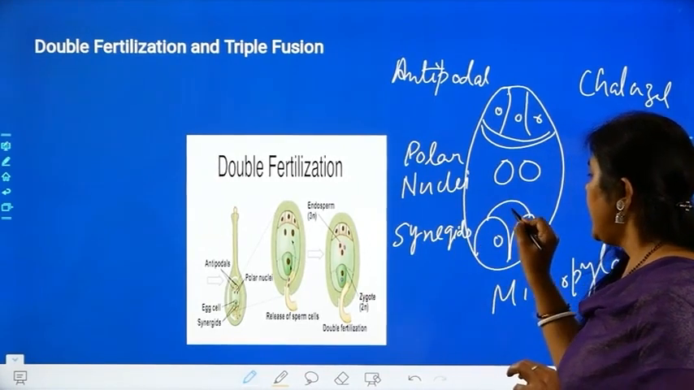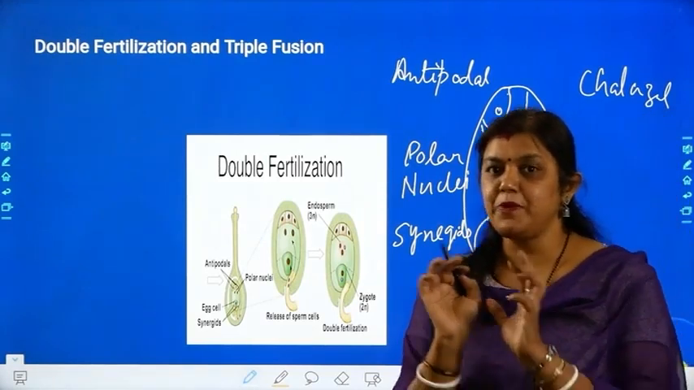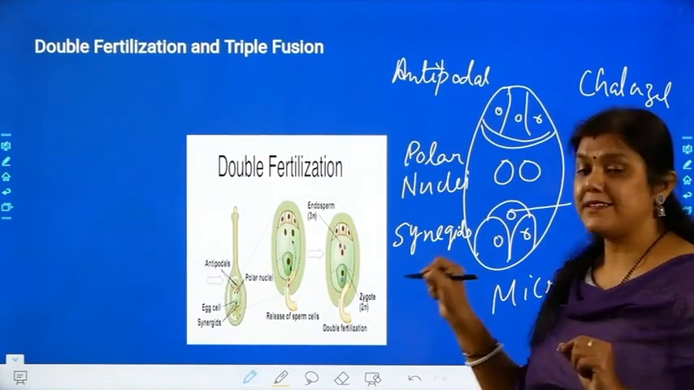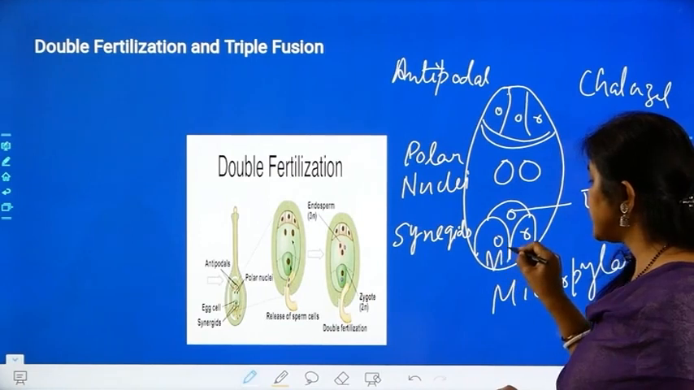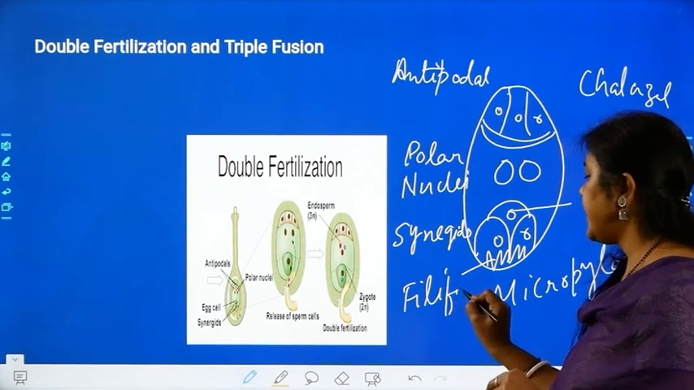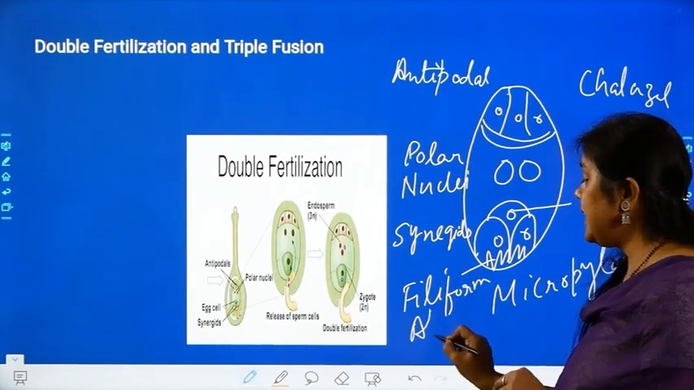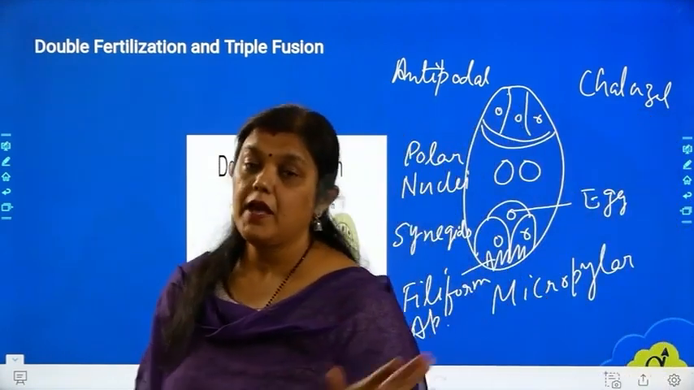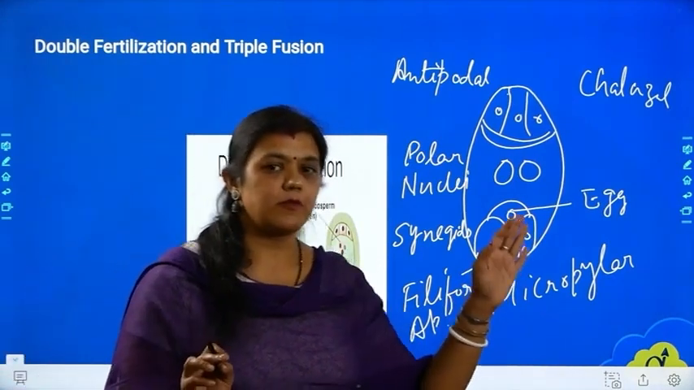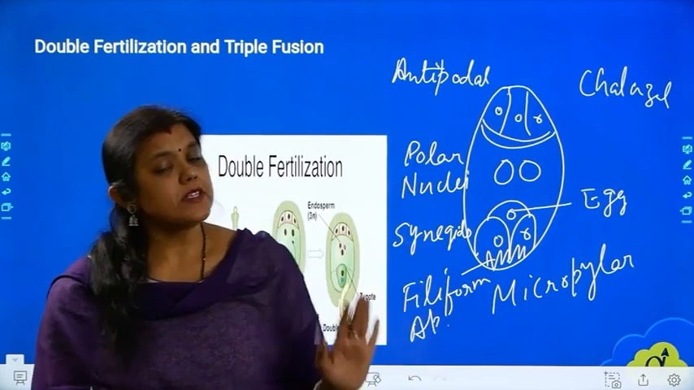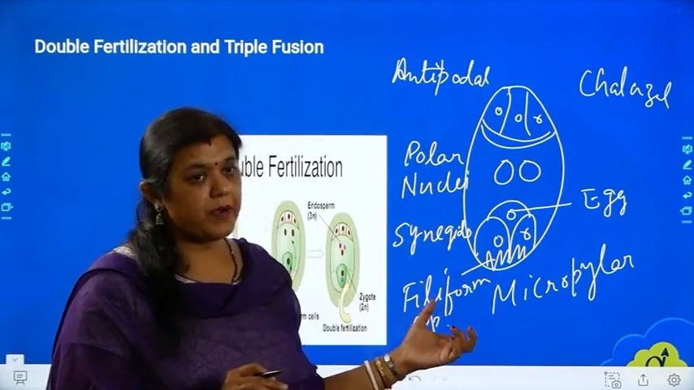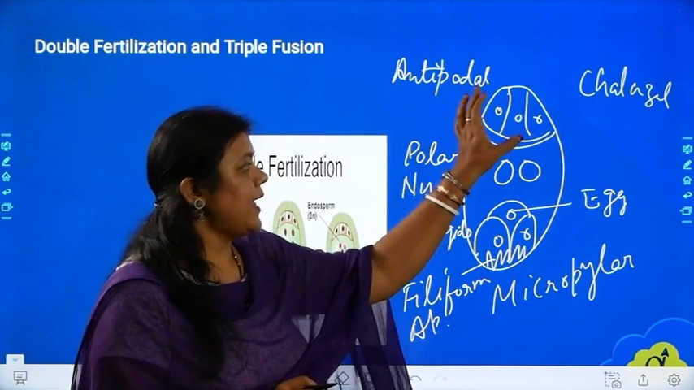Peeping out in between the synergids is the egg cell. So this is the egg cell. And near the synergids we have finger-like projections, which are called the filiform apparatus. Up to here, you should know the structure very clearly. The embryo sac diagram should be crystal clear in your mind. If at any point somebody asks about the embryo sac, you should be able to draw this. There is a chalazal end and a micropylar end, there are synergids and filiform apparatus, an egg cell, two polar nuclei and three antipodal cells.